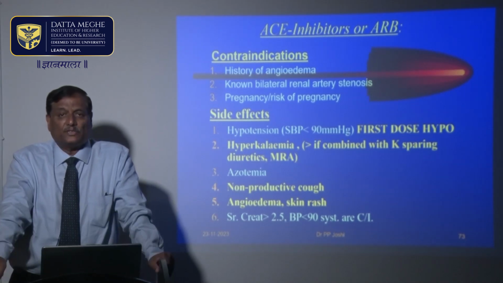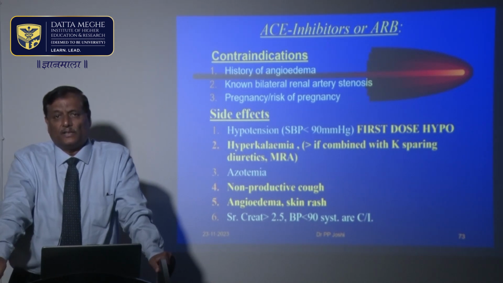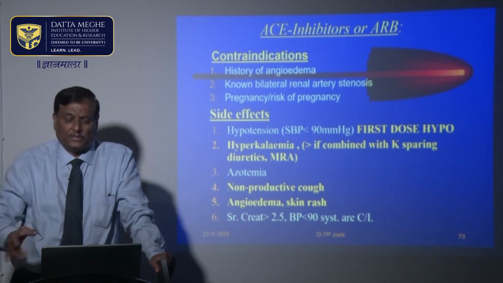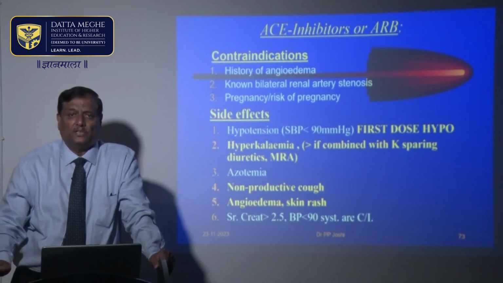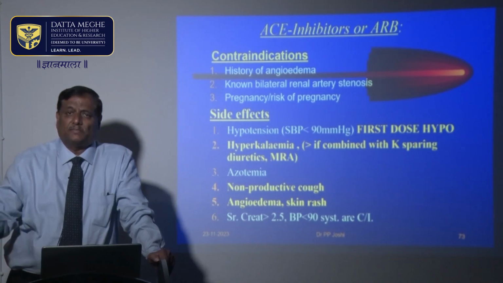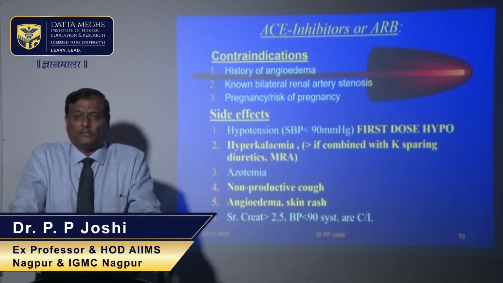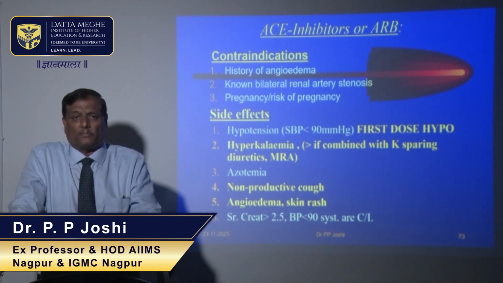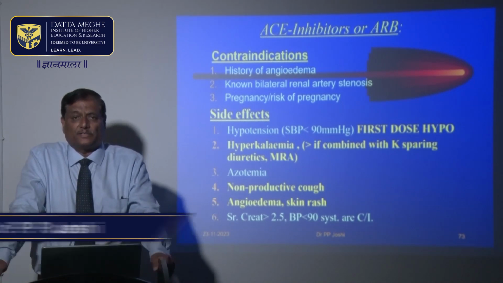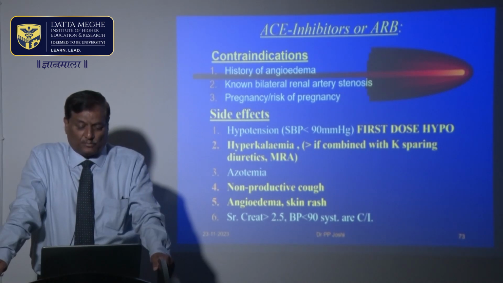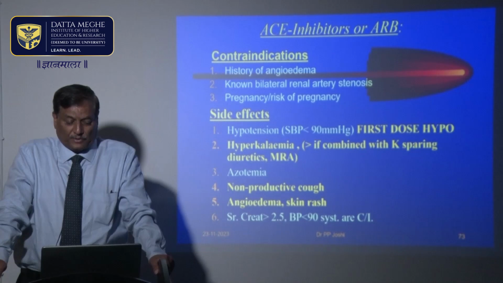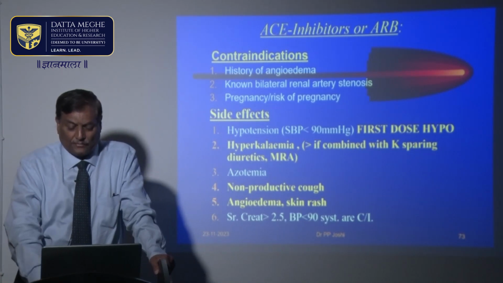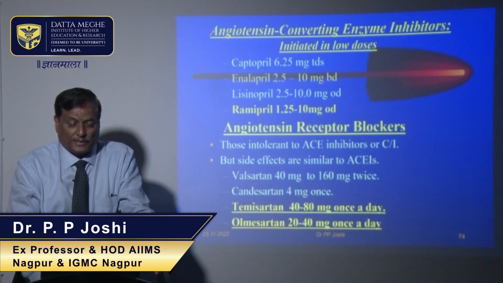So, one should remember that non-productive cough is a peculiarity seen with ACE inhibitors, and we should always check, in a patient who presents with chronic cough, whether the patient is on ACE inhibitors. Otherwise, I have seen patients who have been investigated for chronic cough, including a bronchoscopy, but the history was not taken properly. Simple stoppage of ACE inhibitors would stop this non-productive cough. Angioedema and skin rash are peculiar to ACE inhibitors. If that develops, the patient needs to be shifted to angiotensin receptor blockers. And if the patient has chronic renal failure, one should really be careful about hyperkalemia.